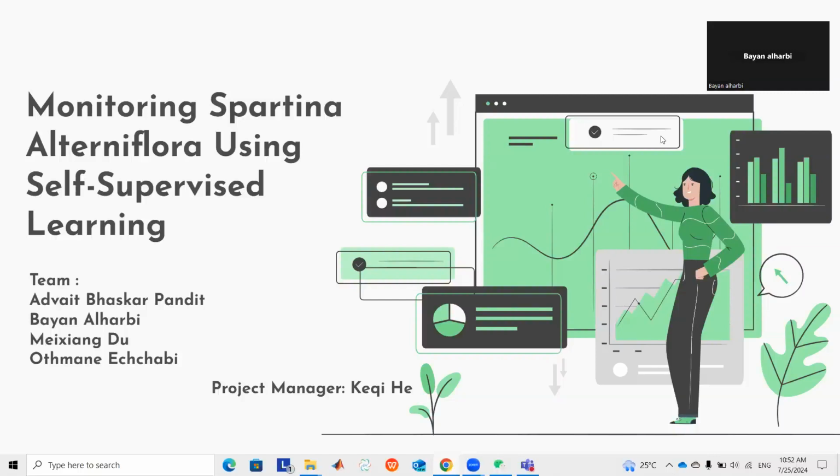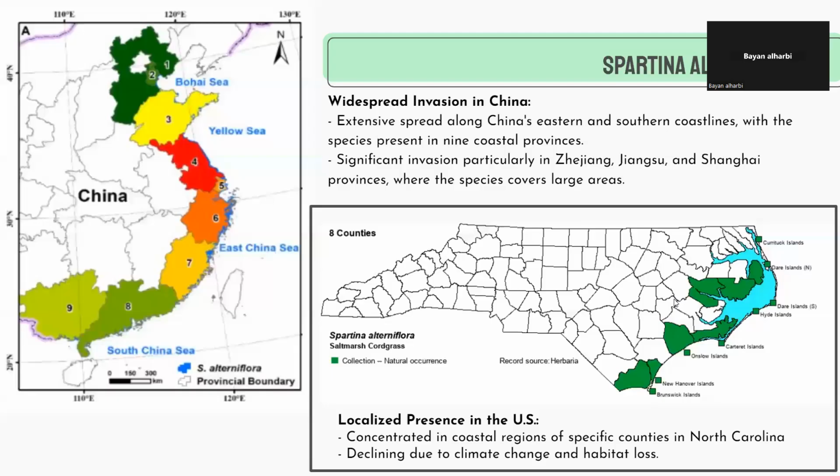We are team number 13. Today we will talk about monitoring Spartina alterniflora by using self-supervised learning. This plant is declining due to climate change in the United States, but in China it has become a species spreading quickly and harming the local ecosystem. So our team focused on developing a self-supervised learning model to monitor Spartina alterniflora on the Atlantic coast of the United States and the mainland China coast by using satellite data with minimum in-situ reference data.